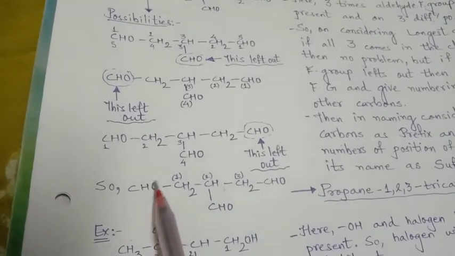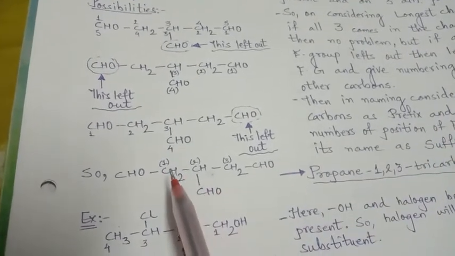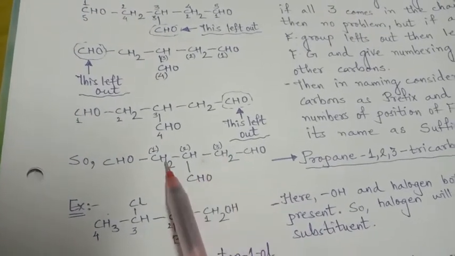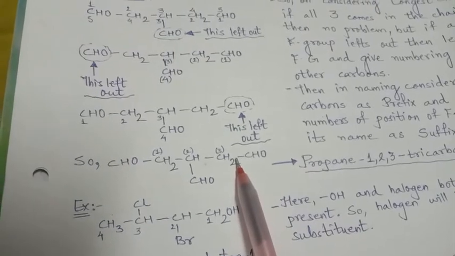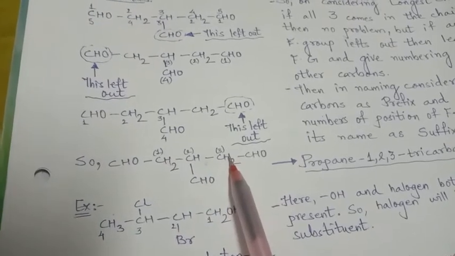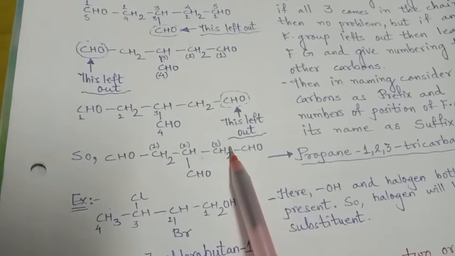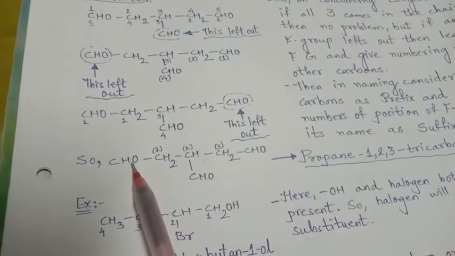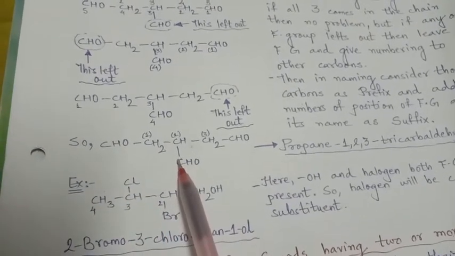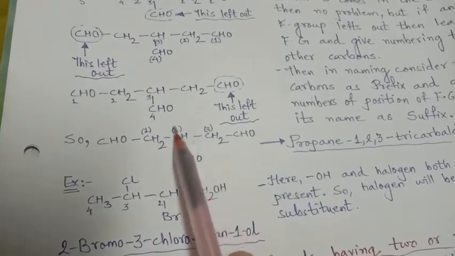So what we will do? This also we will not consider, this also we will not consider, and this also. Leave all aside and give the number to the longest chain. So it is 1, 2, 3. If I go from here, then also 1, 2, 3. So 3 carbons of propane. Now on first carbon, on second carbon, on third carbon. So give the numbering of attachment 1, 2, 3. And what is attached? Aldehyde. So 3, that is tri carb aldehyde along with the carbon. So carb aldehyde. Why written carb? Because this carbon is not considered in the parent chain.